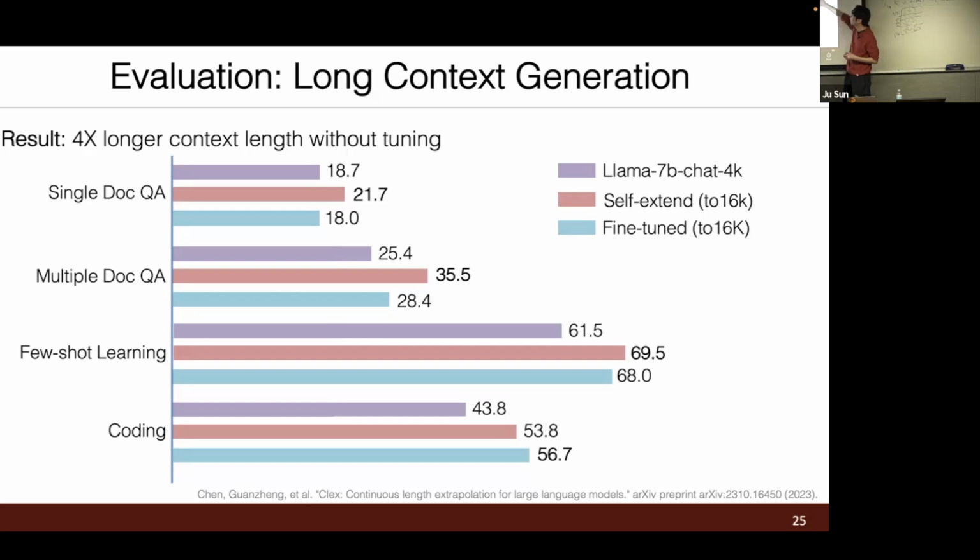So here we can see our method is actually without any tuning. We just replace our original attention implementation, our original position embedding implementation, with ours. So there is no actual training cost. But here we can see our method works really well compared to the fine-tuned one. It can beat the fine-tuned one on the majority of the benchmarks, which is really impressive.